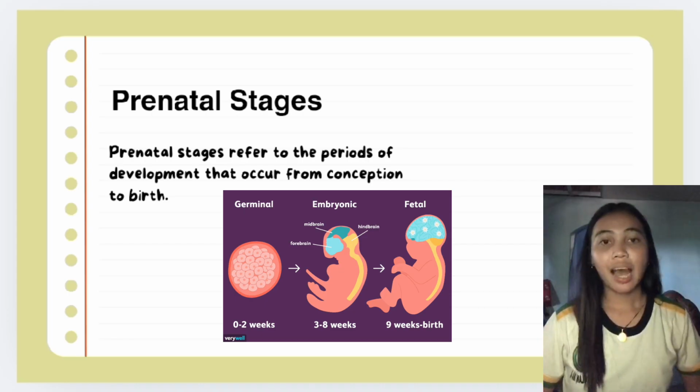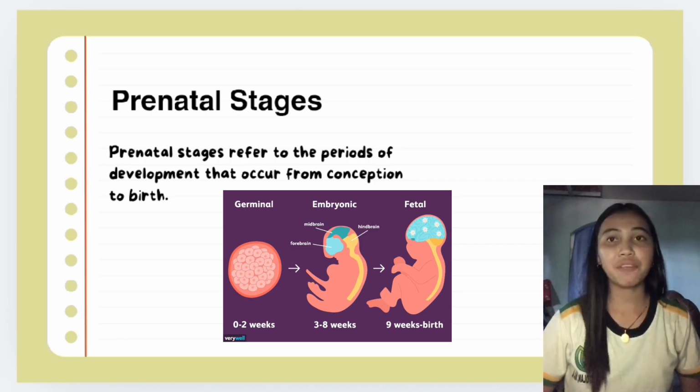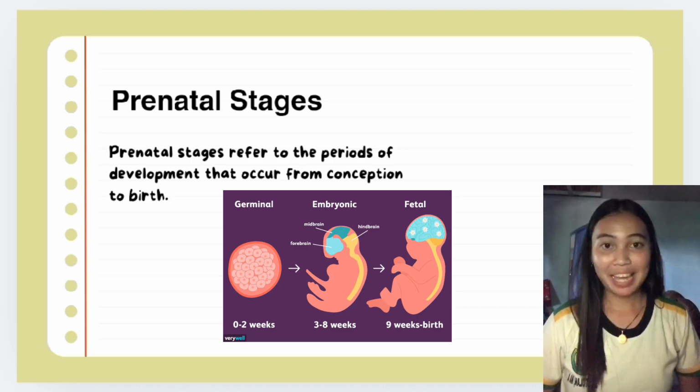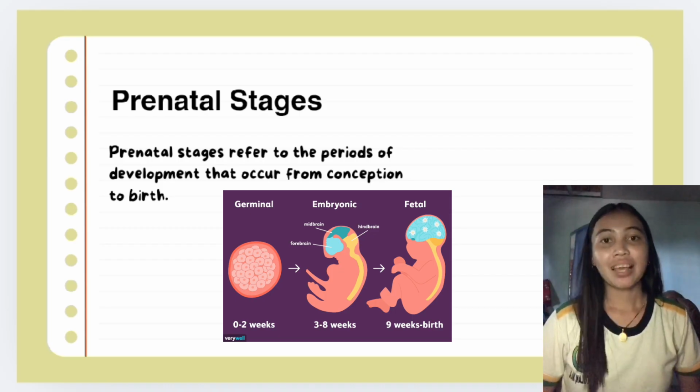And lastly, a full-term pregnancy is typically 40 weeks, but birth between 37 and 42 weeks is considered normal. So that is the end of my discussion. Thank you and God bless.